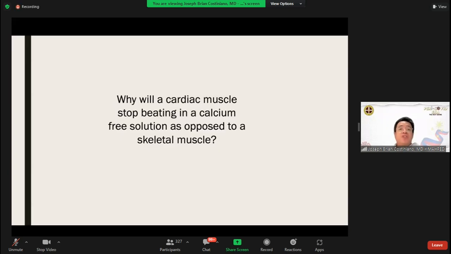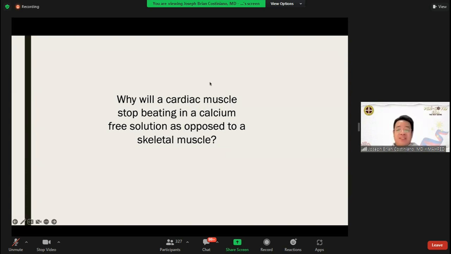Okay, I have a question here. Why will a cardiac muscle stop beating in a calcium-free solution as opposed to a skeletal muscle? Pag calcium-free solution ba daw, bakit ang cardiac muscle will stop beating? Ang hirap naman yan, Doc. Walang choices. Hindi ko nalagyan ng choices.